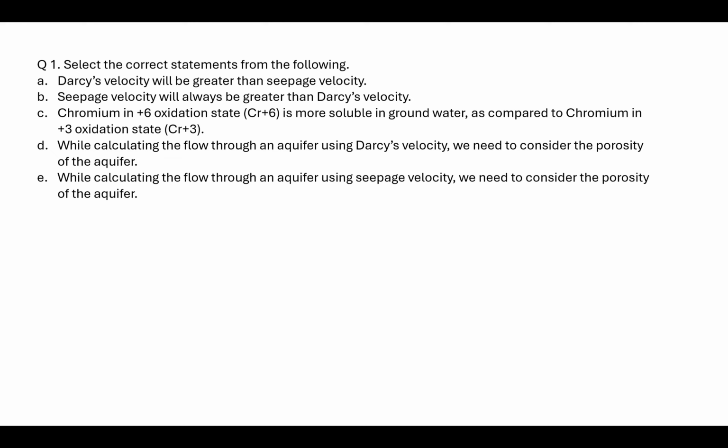So let's see which of the following options are correct. The first option is Darcy's velocity will be greater than seepage velocity. No, this statement is not correct, because in Darcy's velocity it is considered that the velocity of water is through a particular cross section of the soil. Porosity is not considered here. Whereas in seepage velocity we consider the porosity, and we divide the Darcy's velocity by the porosity to get the seepage velocity, and this value is greater than the Darcy's velocity. The next option is seepage velocity will always be greater than Darcy's velocity. So this statement is correct. So B is correct.